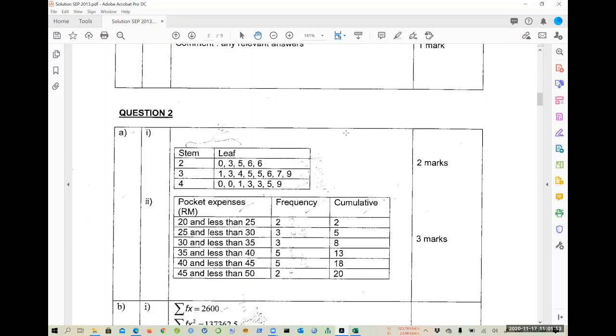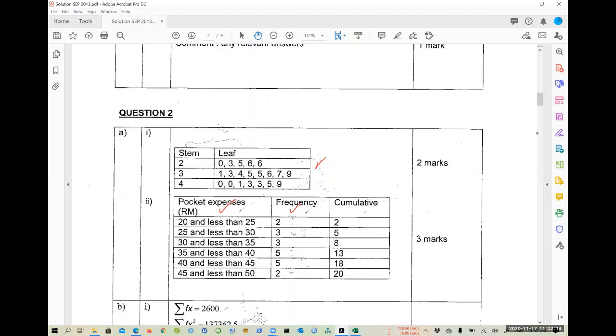So this is the cumulative frequency table that you have just now. So this is the table. You have the frequency. So this will be the stem and leaf. So you have the frequency over here, and then you have the variable that is pocket expenses. And then you have the frequency come from the variable.